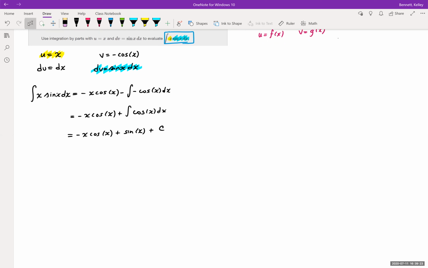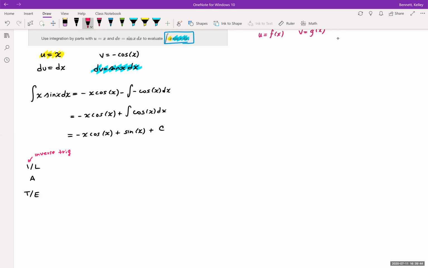But you don't have to rely on just chance. There is a mechanism or a mnemonic that people use a lot. So one of them is ILATE. You may have heard that before, but really it's just I-L-A-T-E. So this stands for inverse trig.